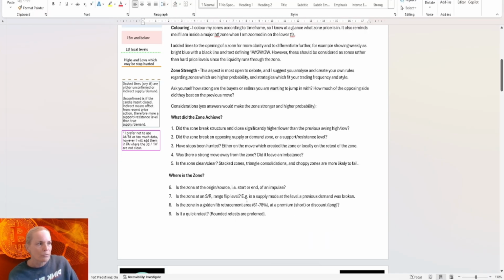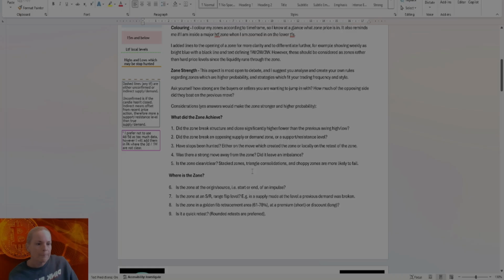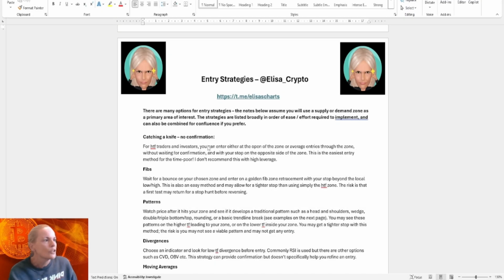So yeah, that's some discussion on what are strong and weak zones. Okay, so on to the next section, entry strategies.